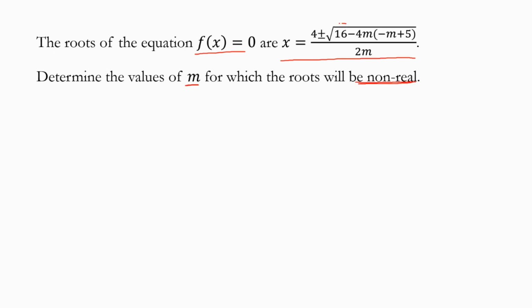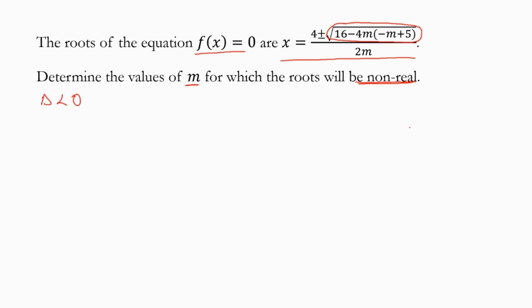Right, look at this part here. What do we call this? This is called the discriminant. Remember the nature of roots. This is the discriminant. And when the roots are non-real, the discriminant is less than 0. Just that. Remember that. When the roots are non-real, the discriminant is less than 0.